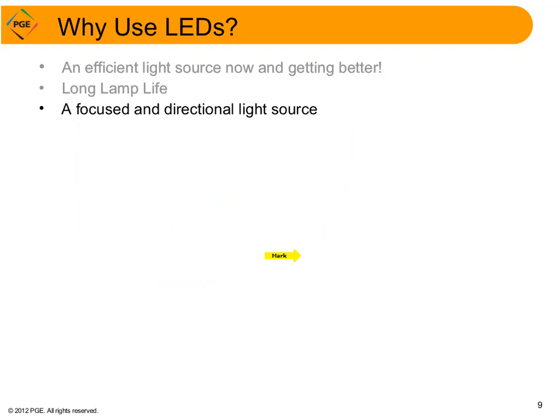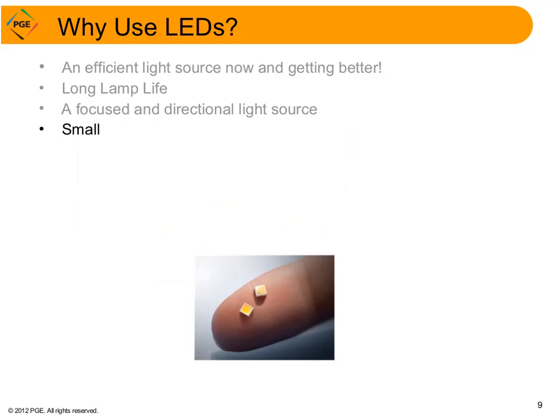One of the strengths that they have, besides the long lamp life, is that they're very directional. This works well for some applications, but for others, it makes the lighting more challenging. They're also very small, which means they can fit in small spaces. However, that's not always the case because the ones with higher light output need a large heat sink. So sometimes the fixtures need to be big. Dimmability is also a strong feature of LEDs. However, compatibility with existing dimmers is an issue.